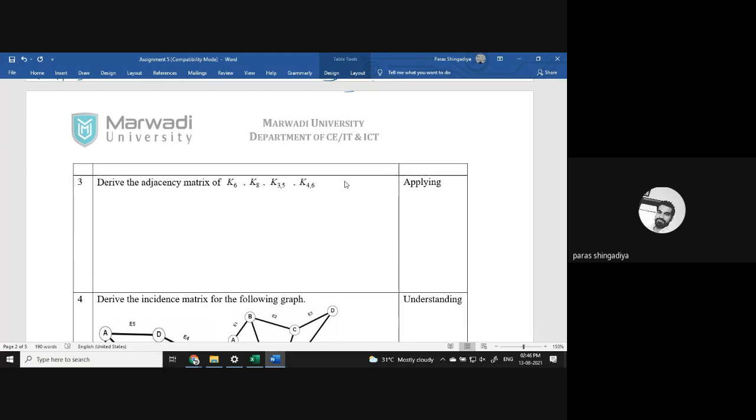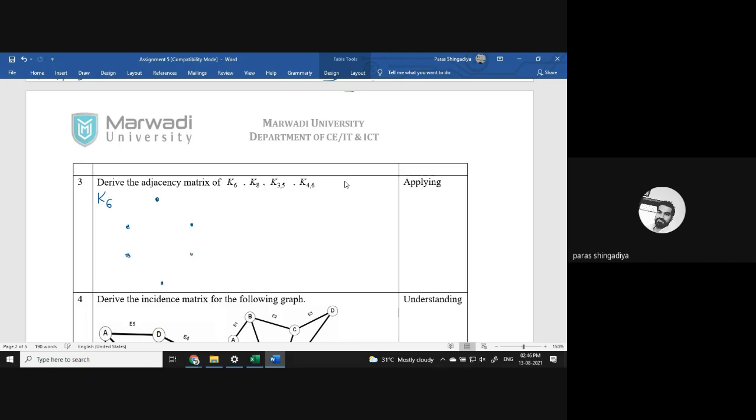Okay, so let's start question number 3. In that, some special graphs are given. The graph is not drawn, but its notation is mentioned: K6, K8, K35 and K46. The first two are complete graphs and the second two are complete bipartite graphs. Clear? So derive the adjacency matrix for K6. First we'll create a graph. We'll draw the graph of K6. K6 means a complete graph with 6 vertices.